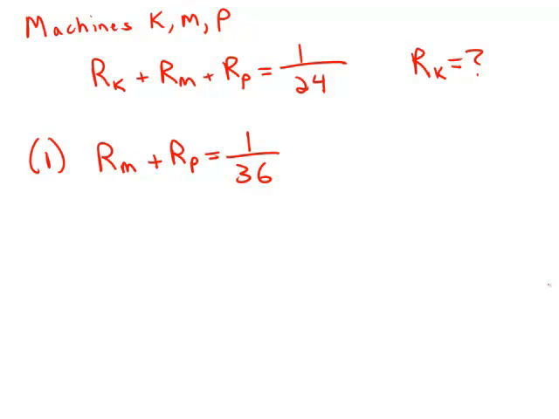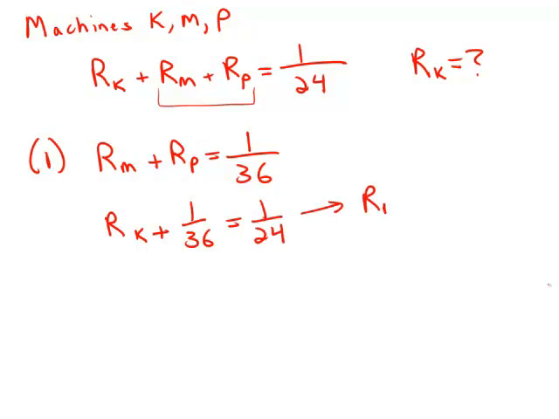Well, that's very interesting because if we combine it with the equation we got in the prompt, we can find the value of those terms. So we get that Rk plus Rm plus Rp, which equals 1 over 36, equals 1 over 24. This allows us to solve for Rk. This allows us to answer the question. So statement number 1 is sufficient.